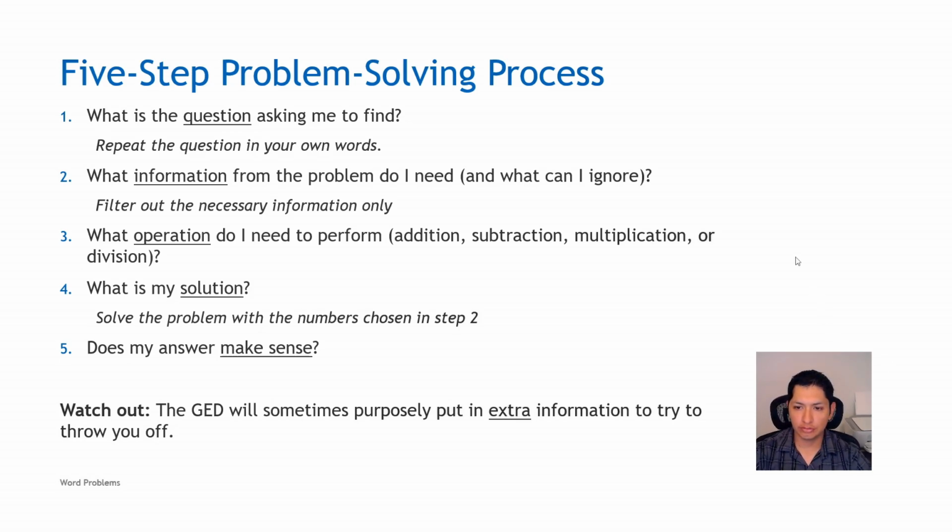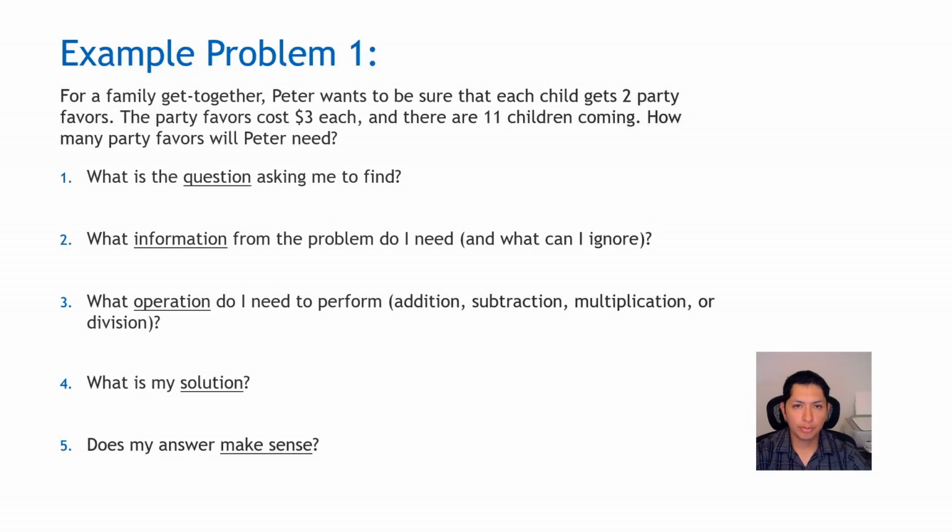So let us do some example problems to see what this 5-step problem solving process looks like in action. Example problem number 1. For a family get-together, Peter wants to be sure that each child gets 2 party favors. The party favors cost $3 each, and there are 11 children coming. How many party favors will Peter need?